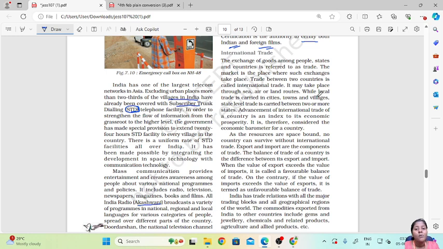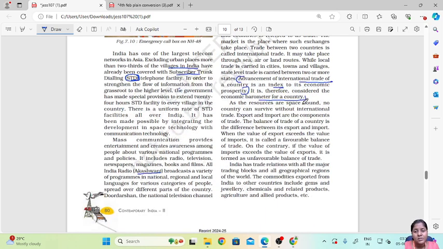While local trade is carried on in cities, towns and villages, state level trade is carried on between two or more states. Then advancement of international trade of a country is an index to its economic prosperity. It is therefore considered the economic parameter for a country. Then, as the resources are space bound, no country can survive without international trade. Exports and imports are very important components of trade.